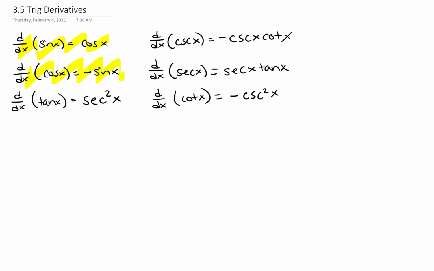If you keep those in mind, really, if you know those two, you could theoretically prove any of the others using the quotient rule or any of the other rules we've learned before. For example, we could write secant as 1 over cosine of x and use the quotient rule to move on from there and prove its derivative.